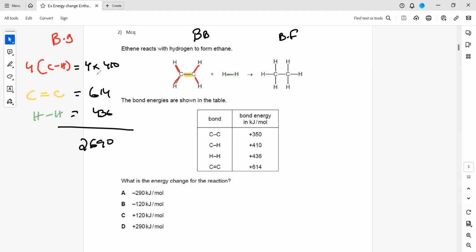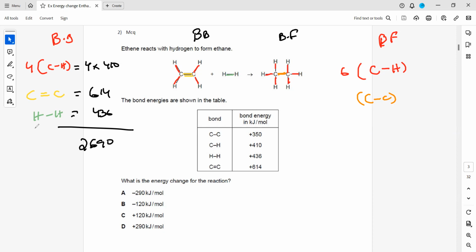Now the product side is the bond forming side. So we have 1, 2, 3, 4, 5, and 6. So on the bond forming side, CH bonds are there, and how many of them? 6 of them. And then there is a carbon carbon single bond in there.